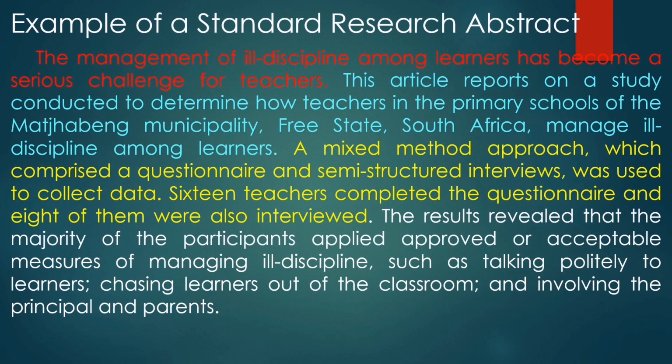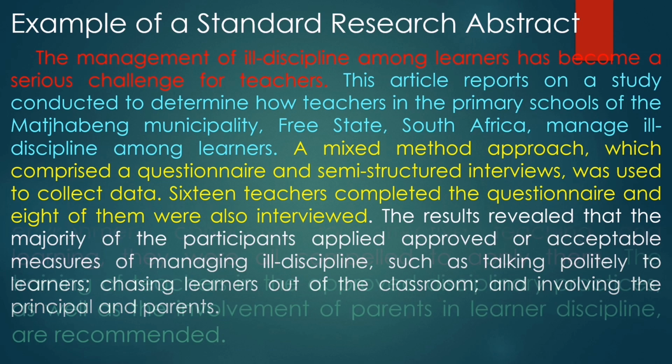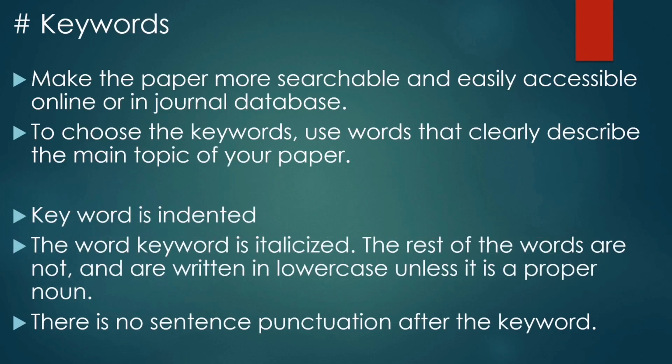So we arrived at a paragraph standard research abstract. After the abstract follows the keywords. The purpose of keywords is simply to make the paper more searchable and easily accessible online or in a journal database. To choose the keywords, use words that clearly describe the main topic of the paper. The convention in writing this is that the keyword line is indented. The word keywords is italicized. The rest of the words are not, and are written in lowercase unless it is a proper noun. There is no sentence punctuation after the keywords.